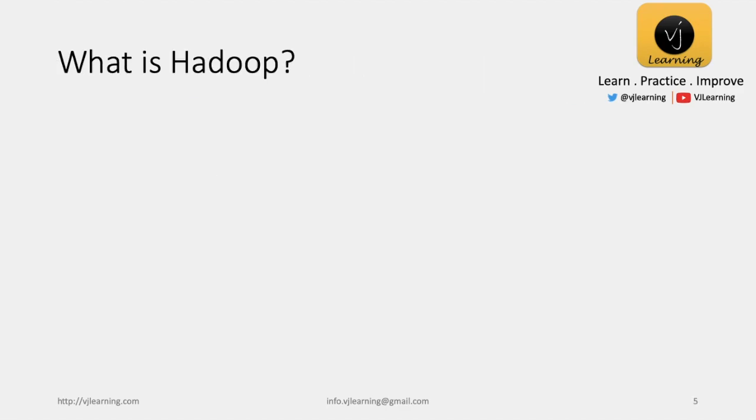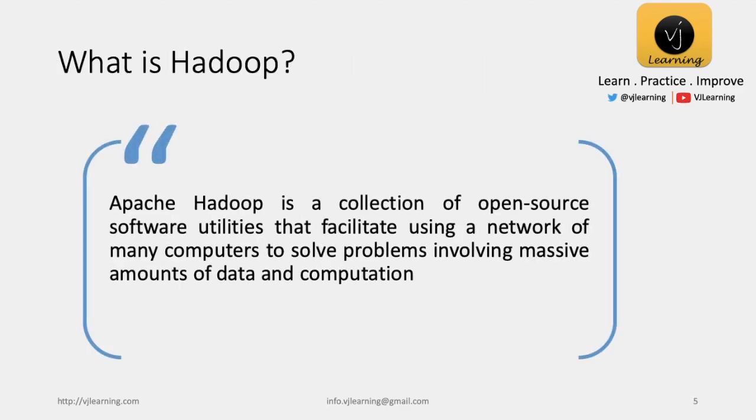Let's quickly look at what Hadoop is. From a definition perspective, Hadoop is a collection of open source software utilities that facilitate using a network of many computers to solve a problem involving massive amounts of data and computation. So Hadoop is not one single software, it is a collection of software which helps you run code on massive amounts of data within a network. That's what Hadoop is all about.